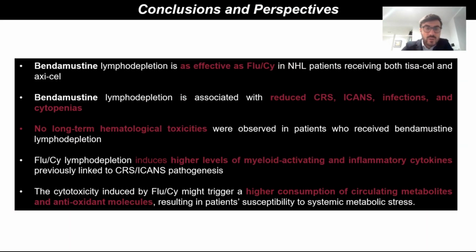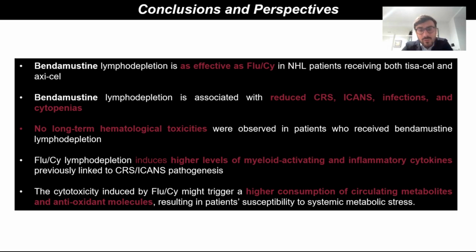And lastly, I switched to thinking about the role of lymphodepletion, and we showed that while flu-cy and bendamustine are equally effective in generating responses in our patients in this retrospective study, bendamustine was associated with reduced toxicities, in particular CRS, ICANS, infections, but also cytopenias. At long term, this difference seems to be smaller, only significant for lymphocytes in the peripheral blood.